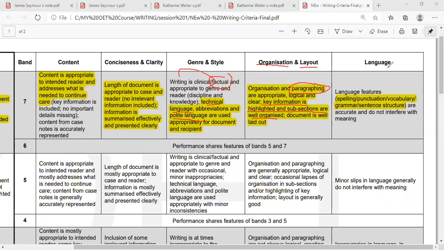We come to the language. The language, I mean here spelling. For sure, if you write spelling mistakes, you will lose marks. Punctuation, vocab, grammar, the verb tenses and the sentence structure, the prepositions, and all of this. Sentence structure: your letter must contain a variety of sentence structures. Simple sentence, complex sentence, compound sentence, passive sentence.